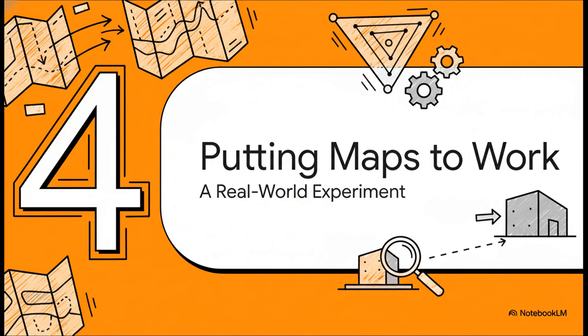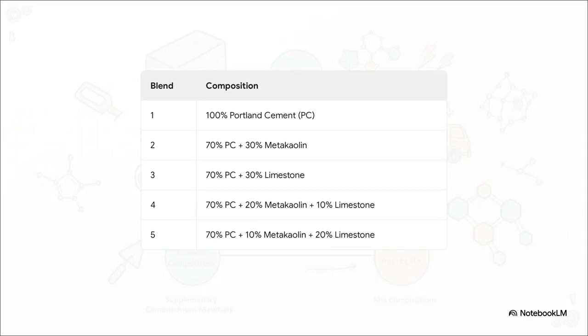All right, Section 4, putting the maps to work. Theory is great, right? But let's see how these maps actually perform in a real-world experiment. This is where it gets really cool. To put these maps to the test, researchers made 5 different cement blends. They started with your standard Portland cement as the control group. Then they made 4 new versions by mixing in different amounts of 2 really common additives, limestone and a reactive material called metakaolin. The big question was, could the maps actually predict what would happen in each of these unique blends?